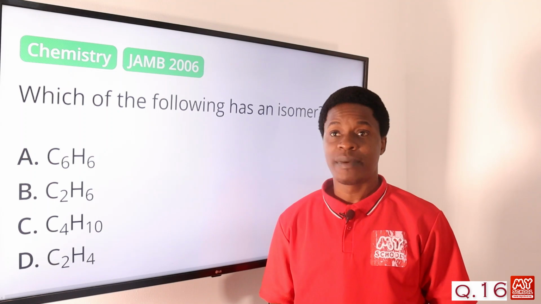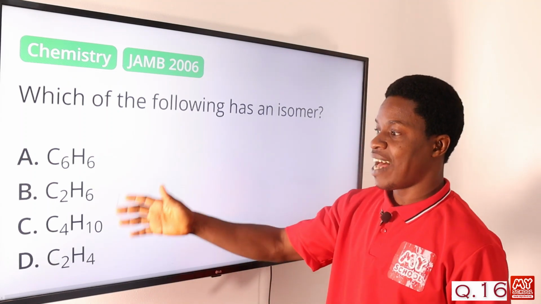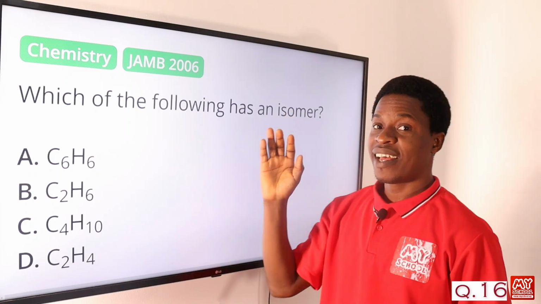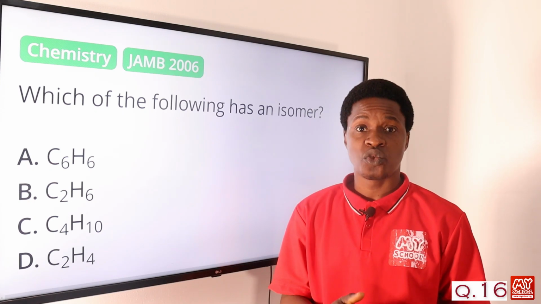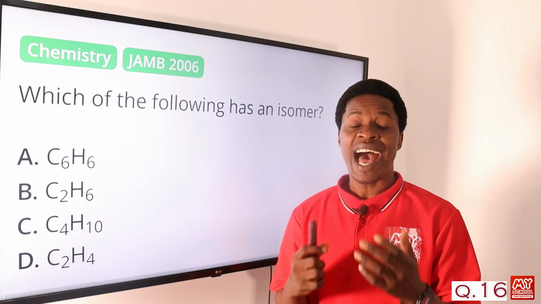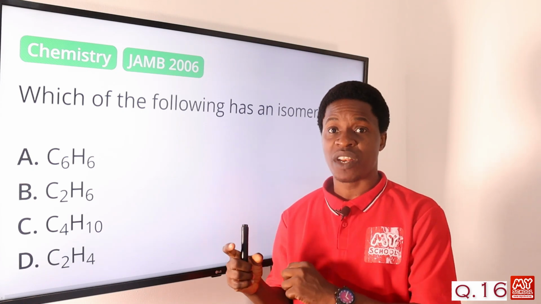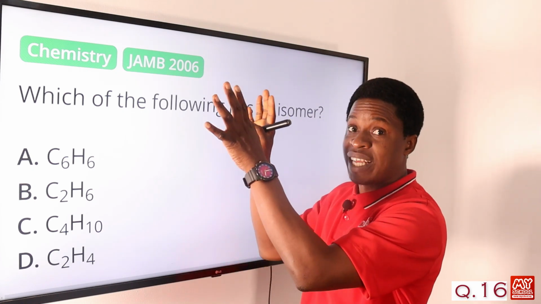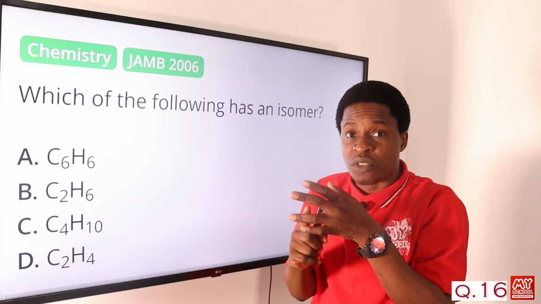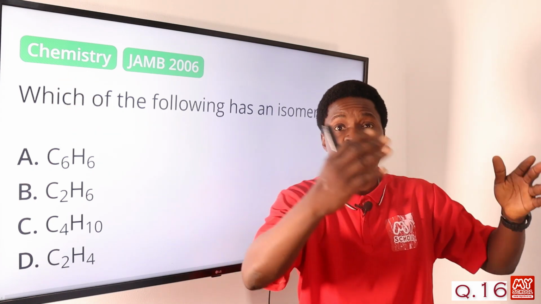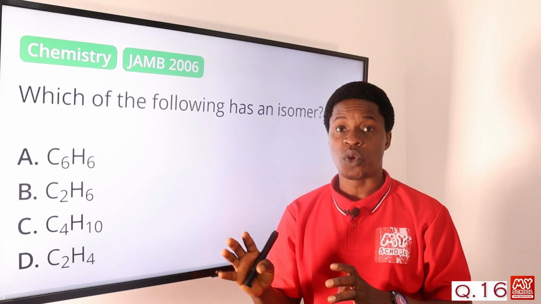Now let's move on to question number 16. Which of the following has an isomer? When we talk about isomers, they are two or more compounds that have the same molecular formula but different structural formulas. When you draw them, their structures are different, but the number of carbon and hydrogen in those compounds is the same, even though they can look different.